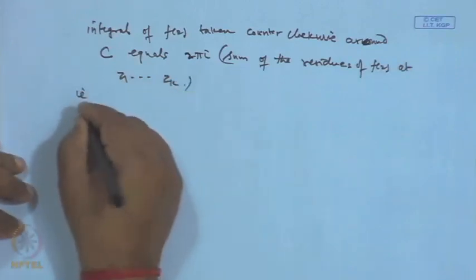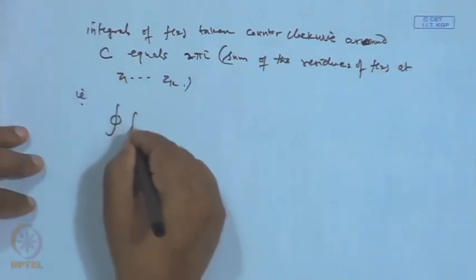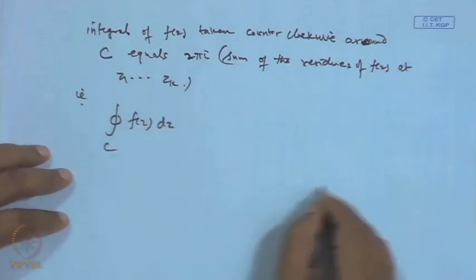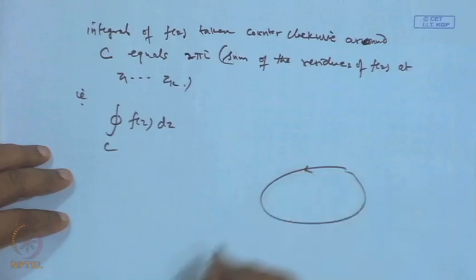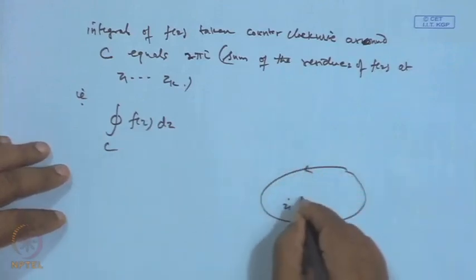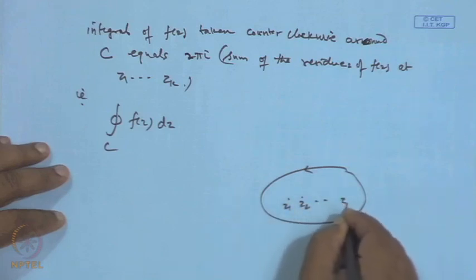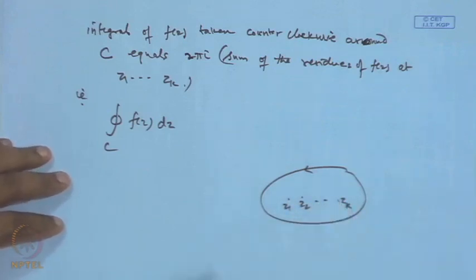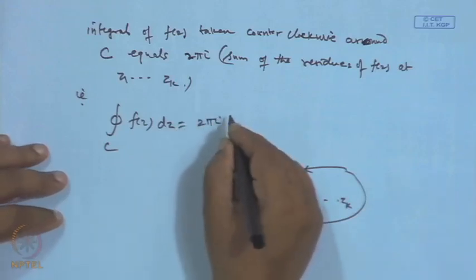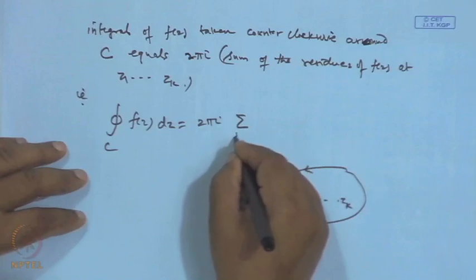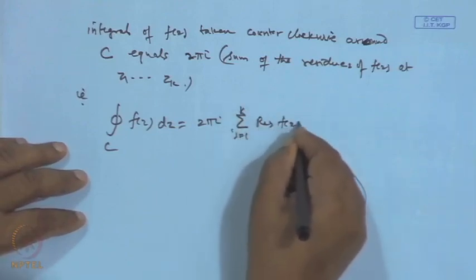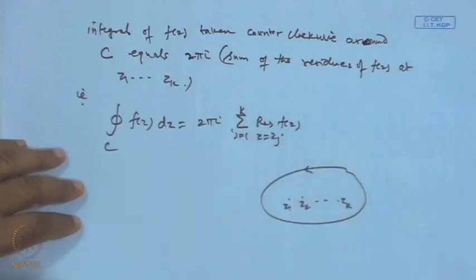That is, the meaning is this: the integral of the function f(z) along the path C, where C is a closed curve and the function is analytic everywhere except possibly these k points, which are singular points. Then the value of this integral will be 2 pi i times the sum, sigma j equal to 1 to k, of the residue of the function f(z) at z equal to zj.